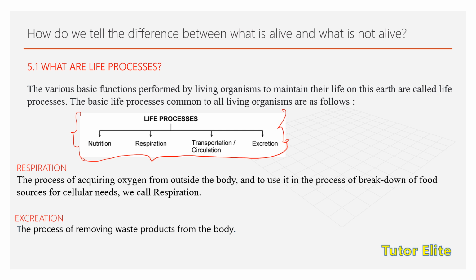So there are some basic definitions. Let us see. The process of acquiring oxygen from outside the body and using it in the breakdown of food sources for cellular needs is called respiration. Our body is made up of cells. Next comes excretion, the process of removing waste products from the body, that is undigested or unwanted food.